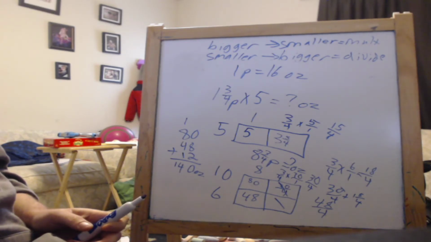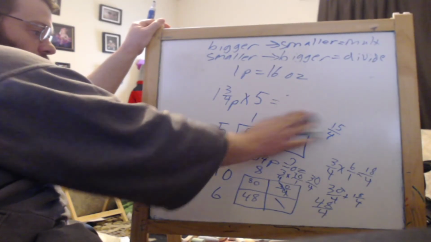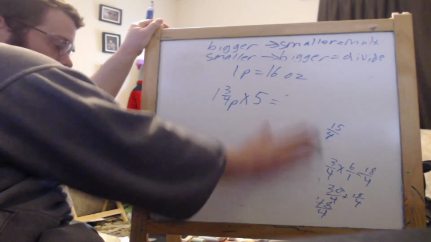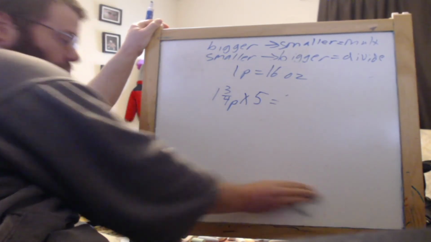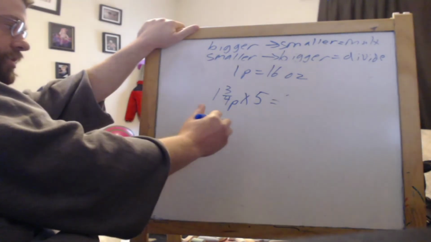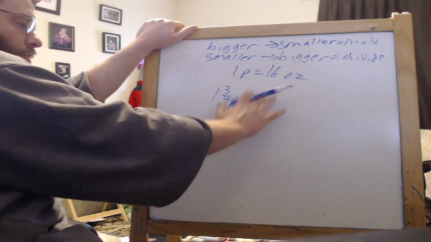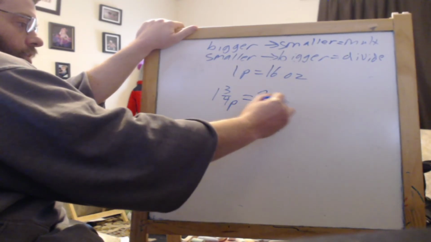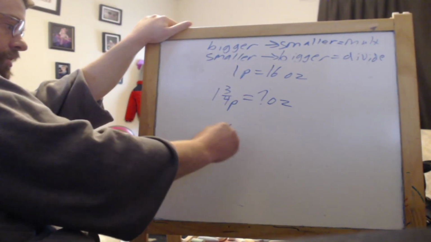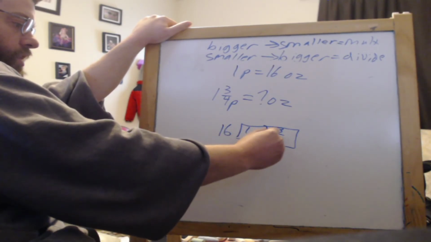Let's just do it quickly the other way, okay? And make sure we get the same answer. What we can do is change 1 3/4 pounds into ounces first, and then multiply that by 5. So 1 3/4 pounds equals blank ounces. We're going from a bigger unit to a smaller unit, so we need to multiply by 16. So 16 times 1, and then 3/4.